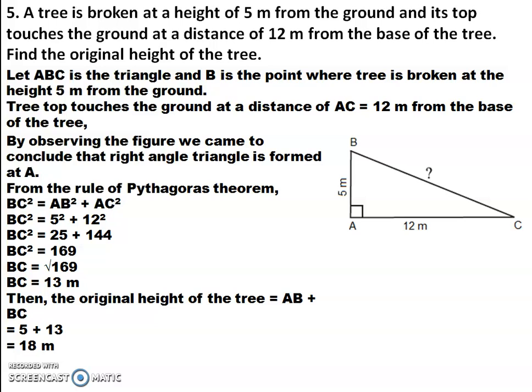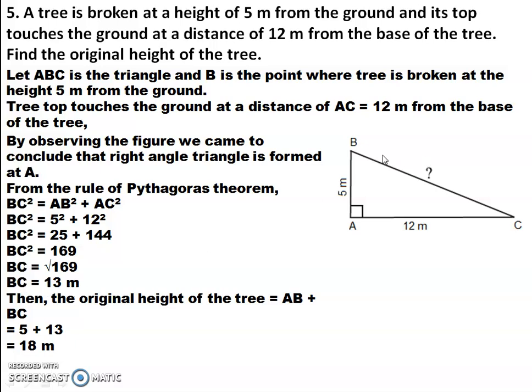13 square is 169. Once again, repeat after me. 13 square is equal to 169. So, BC is 13 meter. Since BC square, BC into BC is 169, BC is equal to 13 meter.